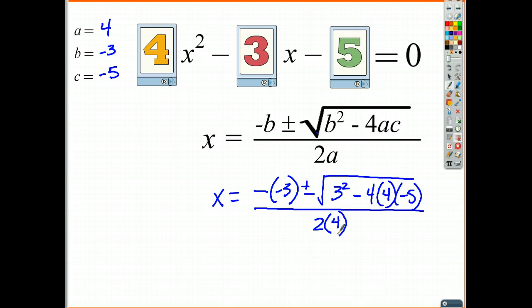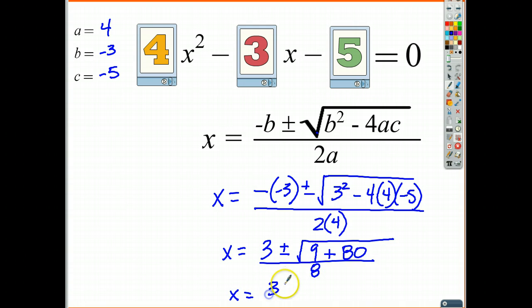Okay, let's simplify. So we get x is equal to negative negative 3, which is 3, plus or minus the square root of 9. Negative times negative is going to be plus. So 4 times 5 is 20, 20 times 4 is 80. So we have plus 80, all over 8. Then x is equal to 3 plus or minus the square root of 89, over 8.